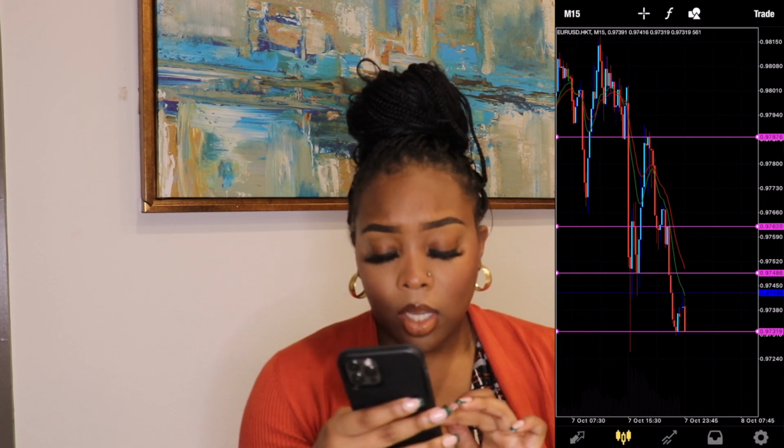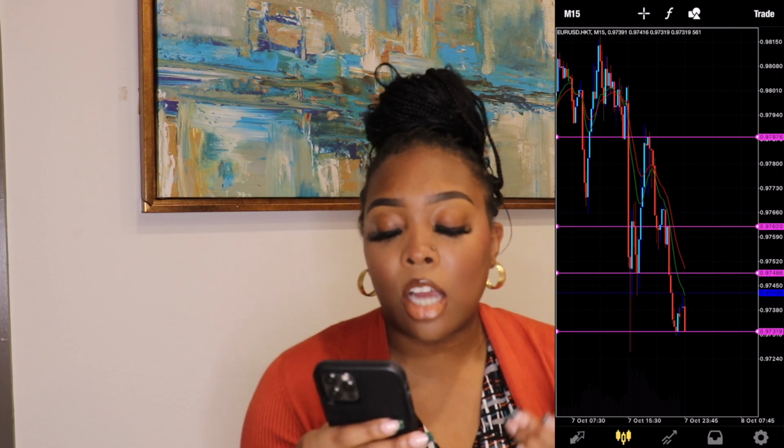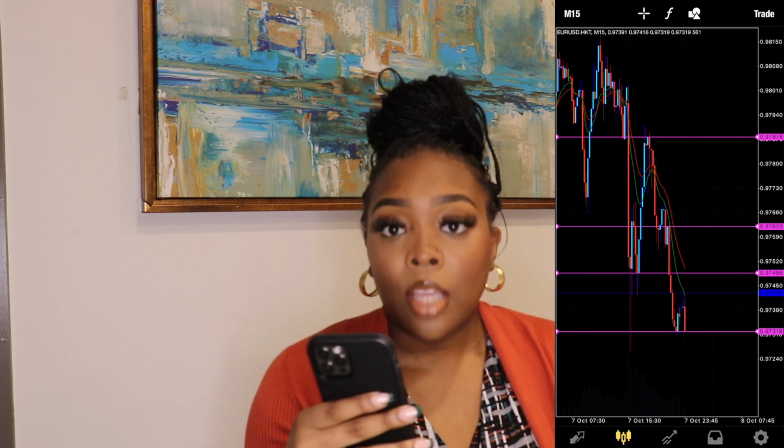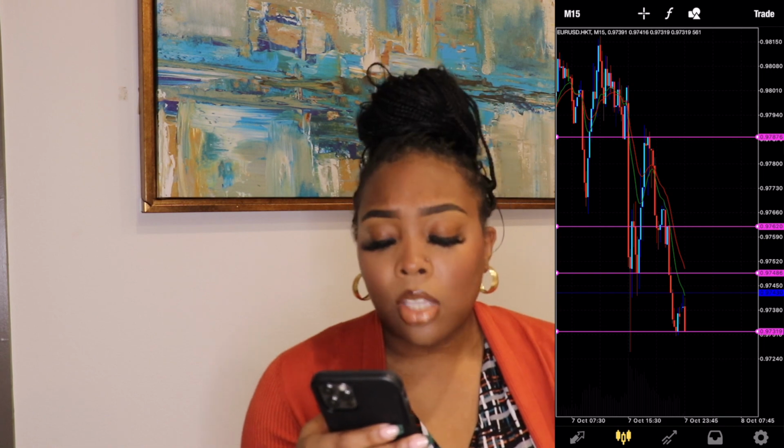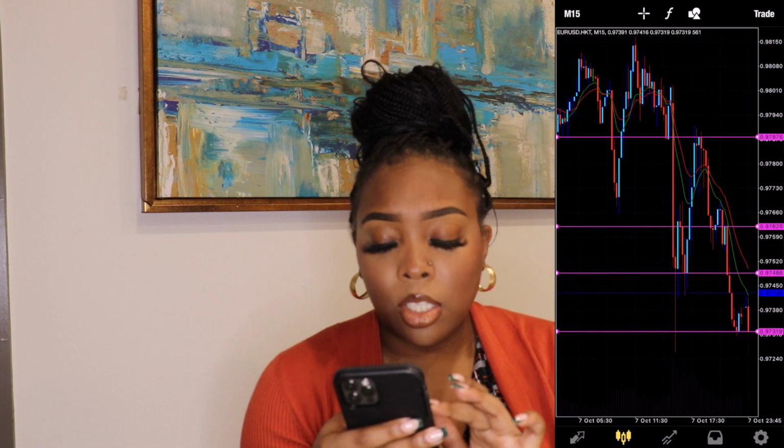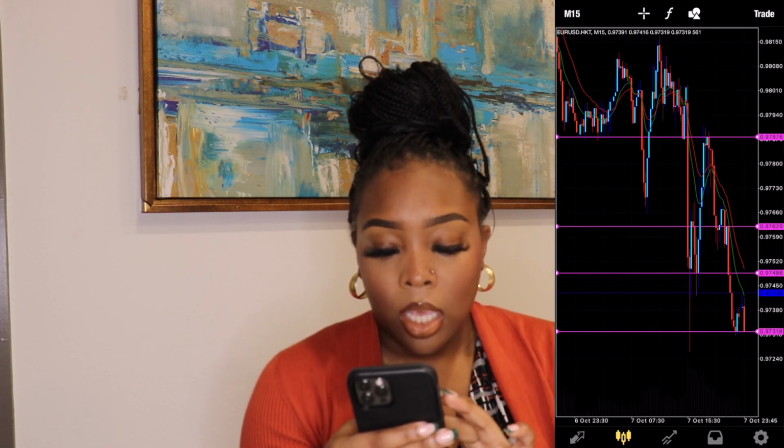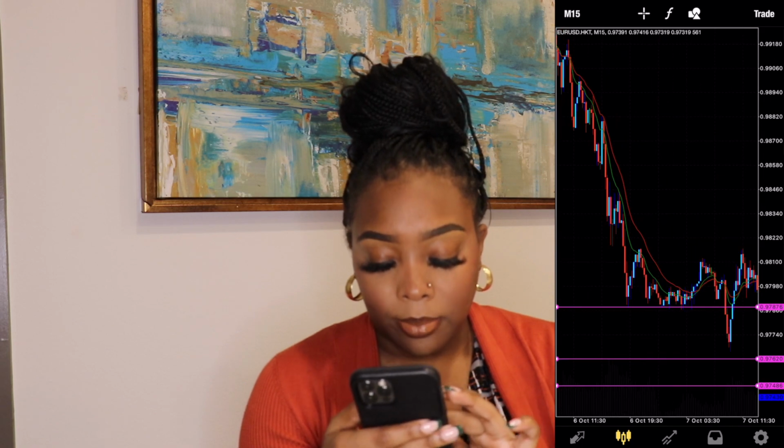All right. So basically, this is our support and our resistance line, right? This is where the market is currently at. So if I was to go in the past, right? Let's bring it all the way back here.